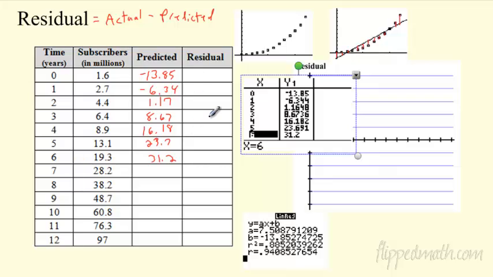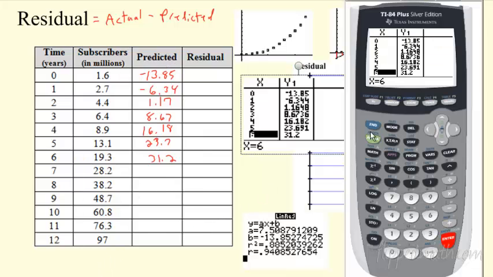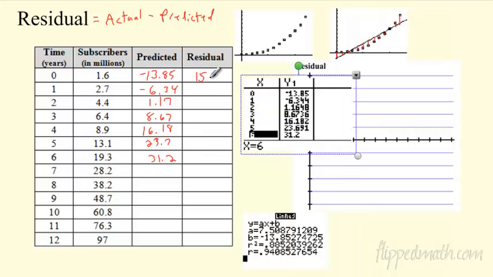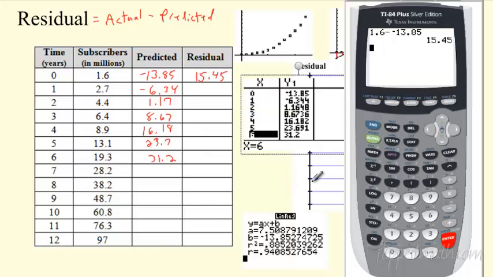So here's the first couple set. I'll do the first couple with you. If the actual value was this, the model says it's going to be this. There's a big difference there. What's the residual? How far off are you? Well, you've got to subtract them. So you just go back to your calculator, if you like, and you say 1.6, my actual value, minus my predicted value. My predicted value was negative 13.85, and then what is that distance? It's 15.45. Awesome.